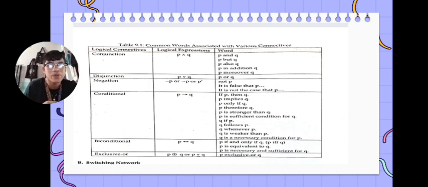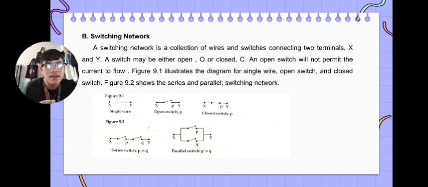Next is the switching network. A switching network is a collection of wires and switches connecting two terminals X and Y. A switch may be either open, O, or closed, C. An open switch will not permit the current to flow. Figure 1 illustrates the diagram of a single wire, an open switch, and a closed switch. Figure 2 shows the series and parallel switching networks.